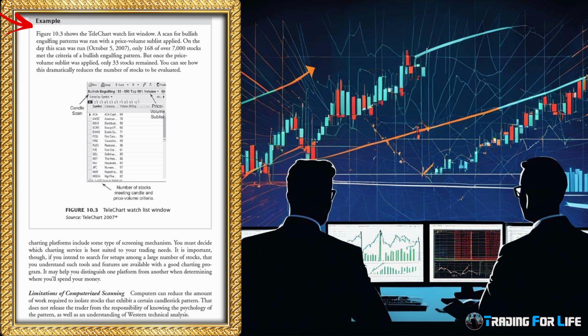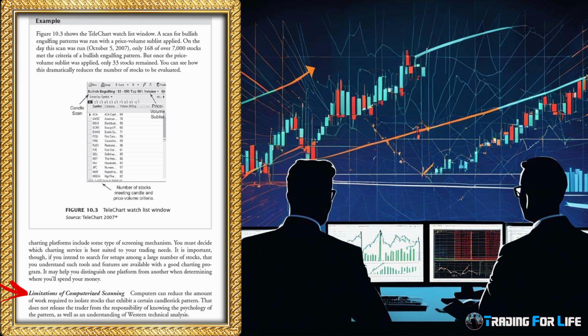Example: Figure 10.3 shows the Telechart watchlist window. A scan for bullish engulfing patterns was run with a price volume sublist applied. On the day this scan was run, October 5, 2007, only 168 of over 7,000 stocks met the criteria of a bullish engulfing pattern. But once the price volume sublist was applied, only 33 stocks remained. You can see how this dramatically reduces the number of stocks to be evaluated.